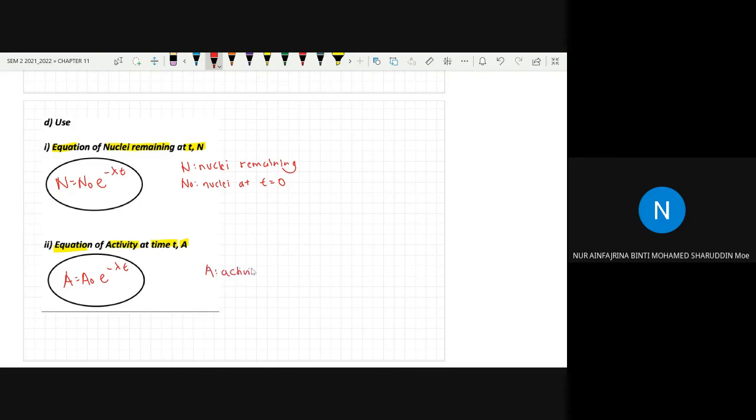A adalah activity at time t. A naught adalah activity at time equals to zero. Okay, so for this one, the unit is nuclei. And this one, unit is becquerel ataupun decay per second. Decay per second or becquerel.